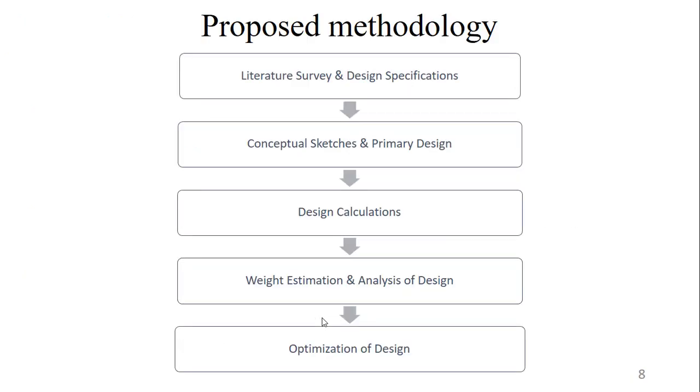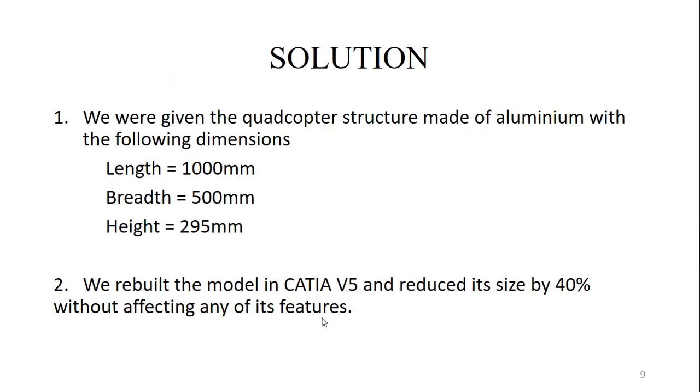The proposed methodology is that we will first collect the literature surveys and design specifications. Then we would make some conceptual sketches and primary design. Then we would calculate the design theoretically, analyze it, and then optimize it. These last two stages would be done completely using software.